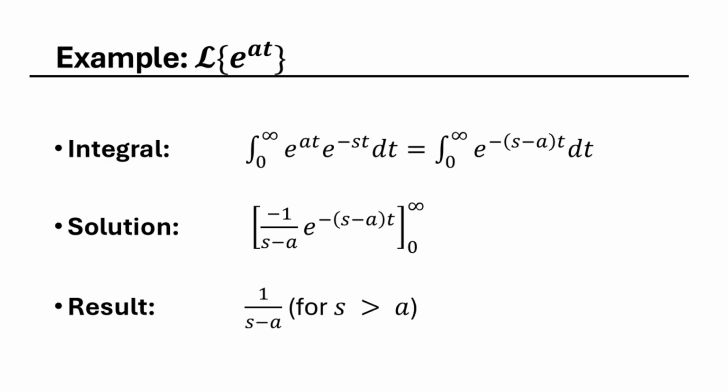As t goes to infinity, the term goes to 0, assuming s is greater than a. At 0, the term is 1. So, we are left with negative 1 divided by parentheses s minus a times negative 1, which equals 1 divided by parentheses s minus a. And there you have it. A complex exponential growth simplified into a clean algebraic fraction.